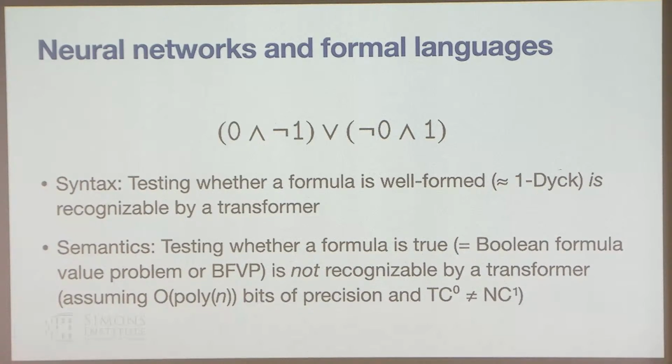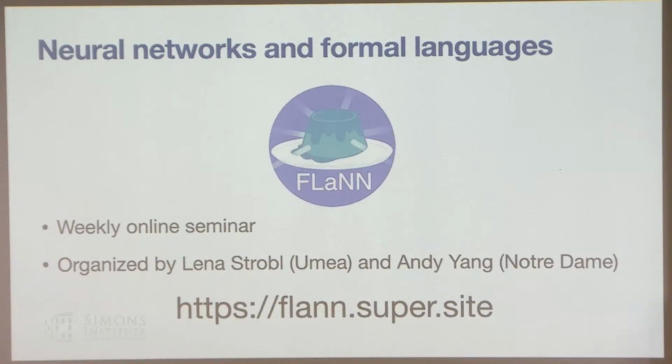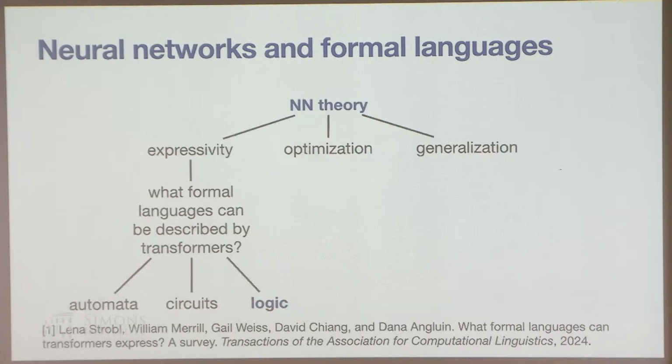All right, so these are the kinds of results that we'd like to be able to obtain. And this is just a shout out for an online community of people who are interested in studying neural networks and transformers in particular from the point of view of formal language theory. Daniel mentioned this already. If you're interested, then come join us. This is organized by Lena Strobl and my student, Andy Yang.